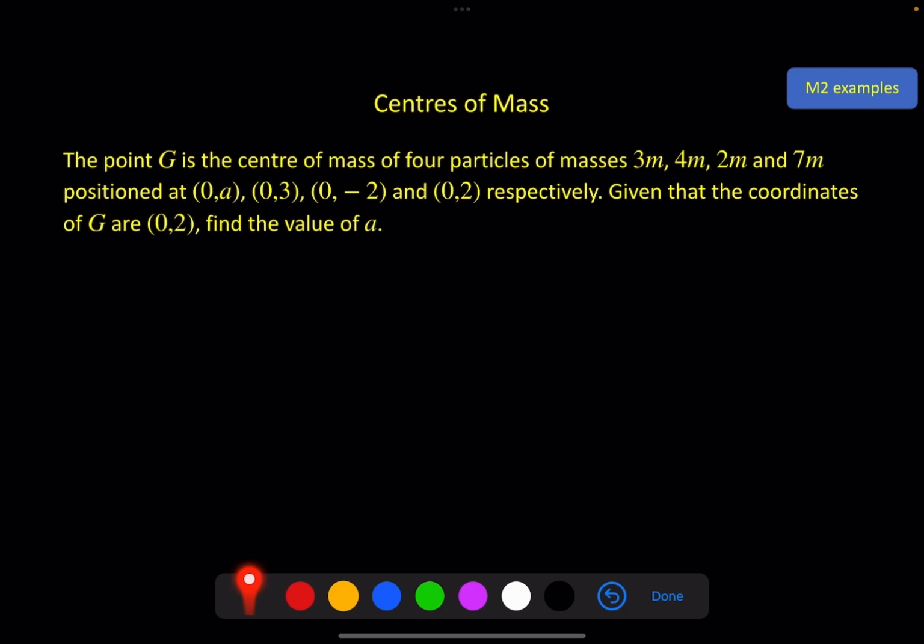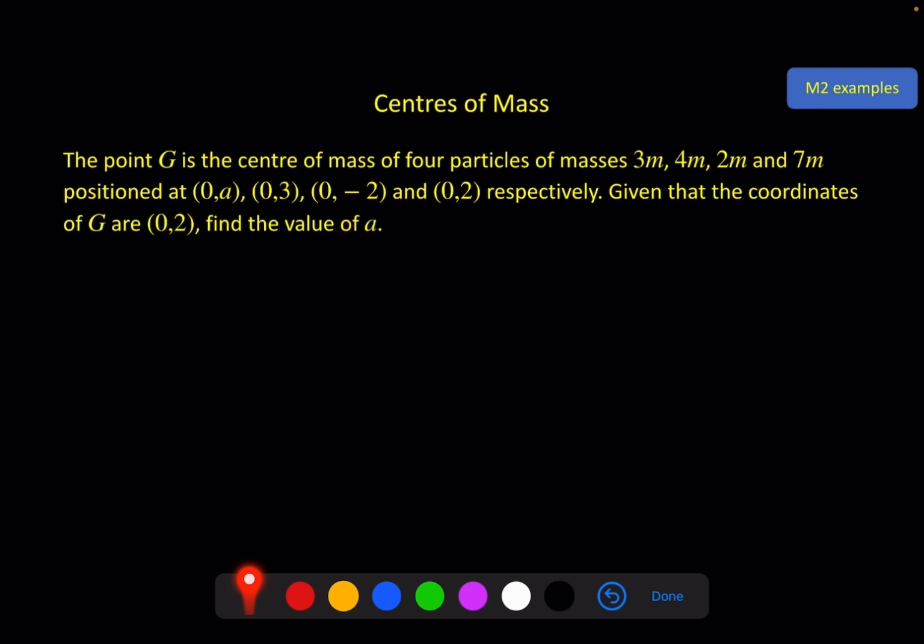The point G is the center of mass of 4 particles of masses 3m, 4m, 2m, 7m, positioned here, here, here, and here respectively. Now let me be clear on this word, respectively, just in case you're not familiar with the English. That means the first thing in this list matches the first thing in this list. If you don't know that, you can't do this question, or if you get it muddled up, you'll get the wrong answer. Second thing here is at the second coordinate, third weight, third coordinate, fourth weight, fourth coordinate. Given that the coordinates of G are 0, 2, find the value of A.